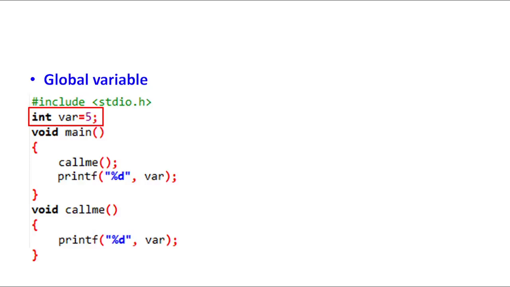On the other hand, a global variable is accessible and visible all over the program and from all the functions of the program. A variable is made global by declaring it outside of all the functions. Generally, we declare global variables above the main function.